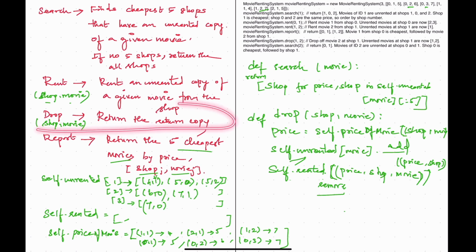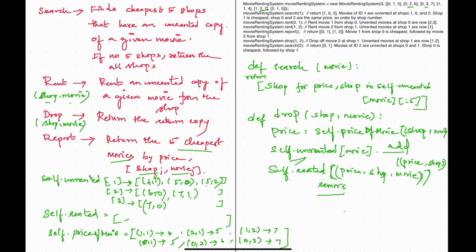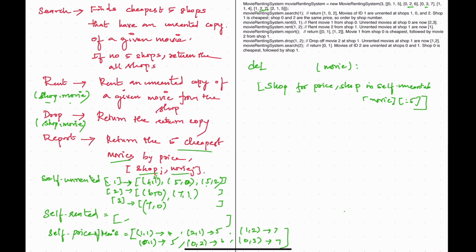Okay, now we have implemented the 3 functions: search, rent, and drop. Now we are going to implement the report: 5 cheapest movies by price. This is the same. They will not send any movies whenever they are calling the def report. You have to return the 5 cheapest movies, right?